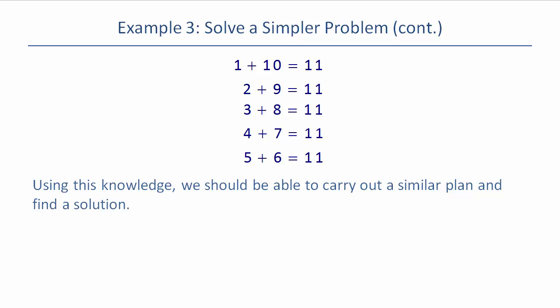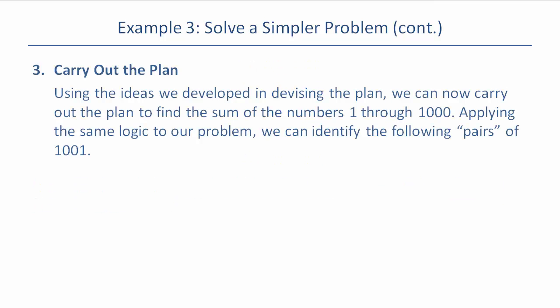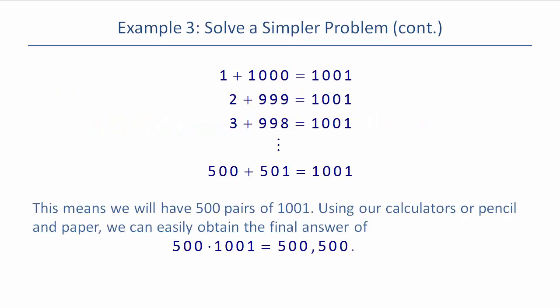So if this pattern holds, we should be able to apply it to 1 through 1,000. So you write out just a few of them just to kind of recognize the pattern that you got 1 plus 1,000, right? 2 plus 999, 3 plus 998, and so on and so forth. Well, those all add up to 1,001. So the pattern is still holding.